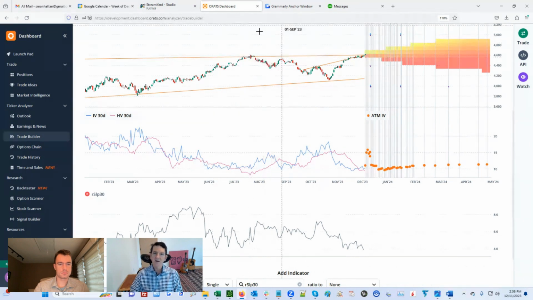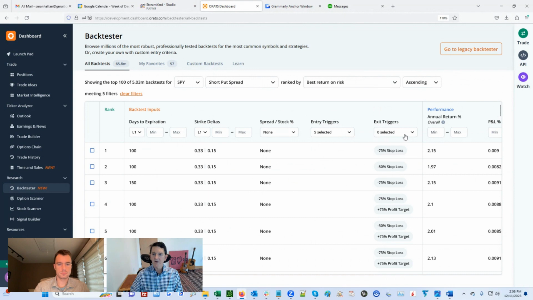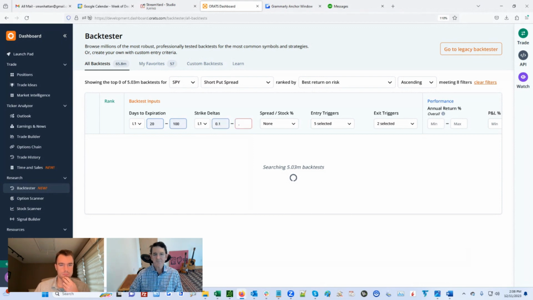Then I was thinking that if you go to the backtester, you look at the short put spread, and we'll say none to these. We'll just get it down to the bare bones of the strategies. We'll set a minimum and maximum of like 20 to 100 days. And then we'll also set a delta minimum of 0.1 to 0.45 or something. So these are more typical put spreads.